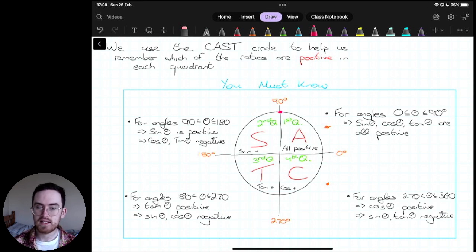Then between 90 and 180, when we're in the S section, sine is positive. The S stands for sine, and the other 2 are negative. In the 3rd quadrant, the T stands for tan, so tan is positive and the other 2 are negative. And finally in the 4th quadrant, the C stands for cosine, so cosine is positive and the other 2 are negative. So the only one where they're all positive is the 1st quadrant, the top right. Remember that's your angles between 0 and 90. So we're used to working with those angles, and we expect our answer to be positive there.